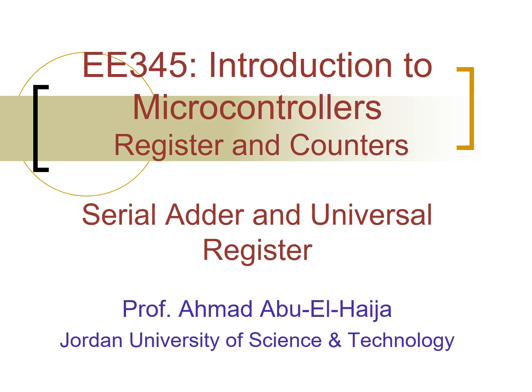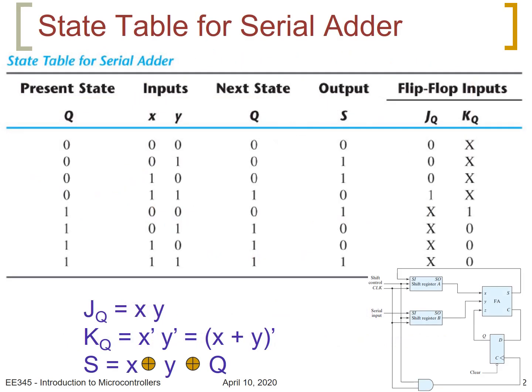In this video, we look further at the serial adder to see how we design it in a different way, and then we consider the universal register. We have seen in the previous video how to construct a serial adder using a D flip-flop, and we understand this thoroughly. In this example, we will take a different way of implementing a serial adder by using a JK flip-flop. Therefore, we can start by writing down the state table for a serial adder.